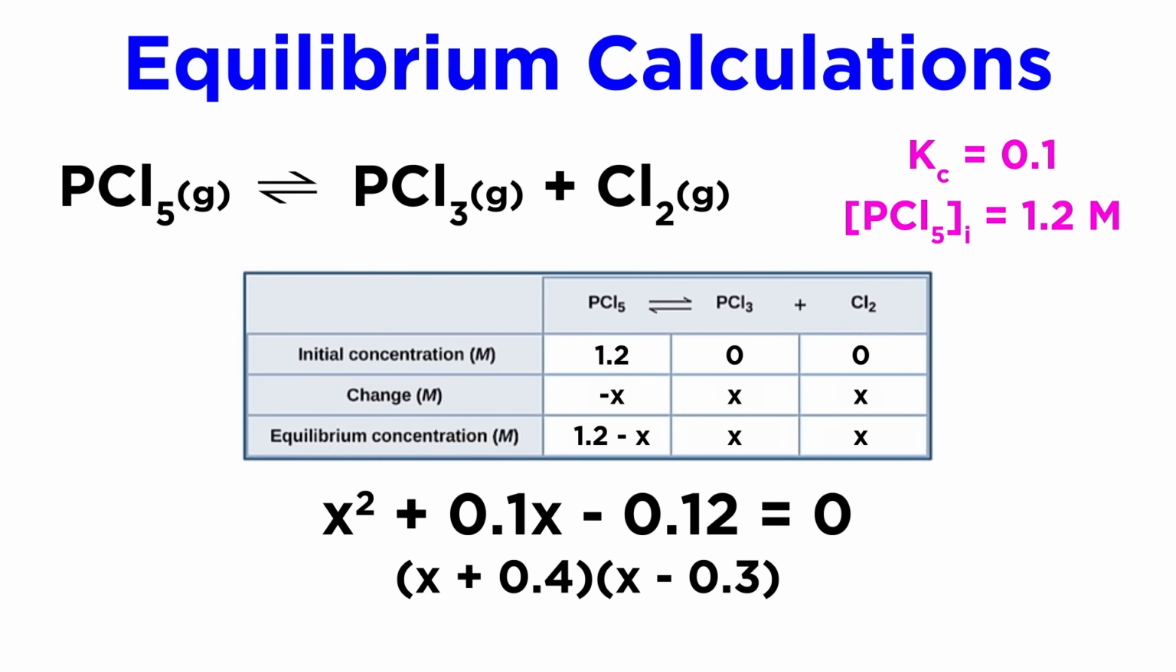Remembering our basic algebra, we can factor this to give x plus 0.4 times x minus 0.3, which means the solutions for x are negative 0.4 and positive 0.3. Since the negative value would give nonsensical results, as we can't have negative amounts of substances, let's take the positive value and plug it into our existing expressions for the equilibrium values, and these are what we will get.